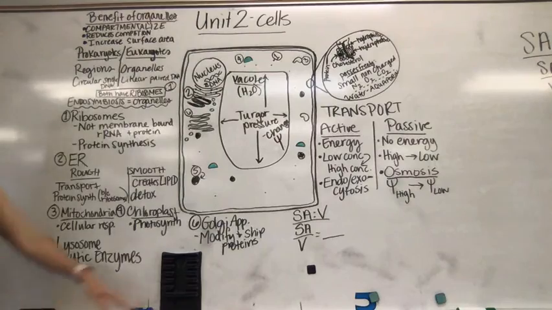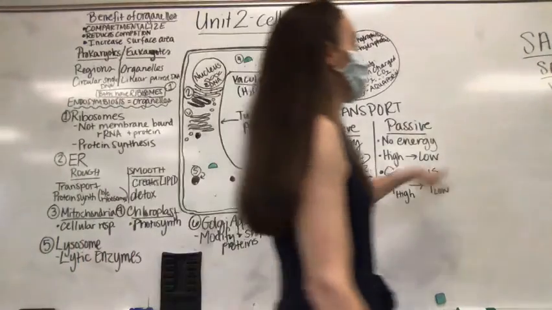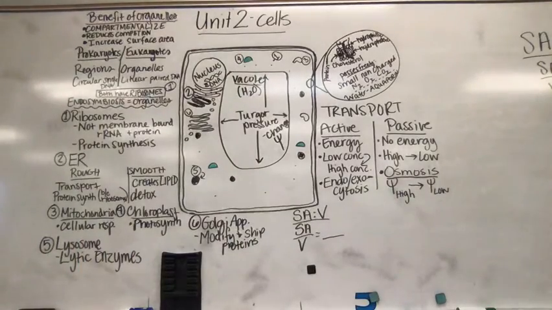Surface area to volume ratio is super simple. You just have to remember that once you divide them, you want the large number, because that's the big surface area, the one that's going to allow you to get nutrients into the cell faster and better. Okay, what questions do you have? That's cells, unit 2.